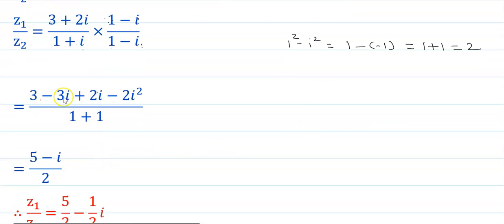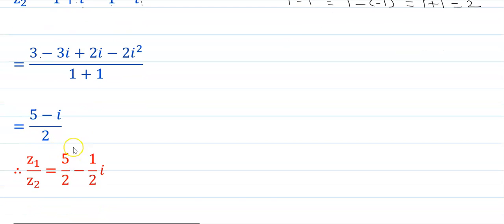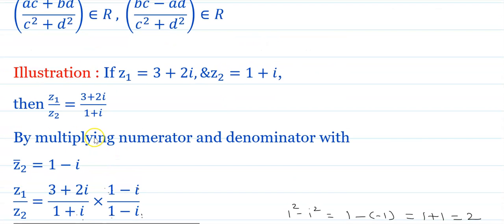Next, simplify: minus 3I plus 2I, you are getting minus I. Minus 2I square. I square is minus 1. And this minus 1 and minus 2 will become plus 2. 2 plus 3, that is 5. 5 minus I upon 2. Separate this. Therefore Z1 upon Z2 is equal to 5 by 2 minus 1 upon 2 I. And this is the division of two complex numbers.